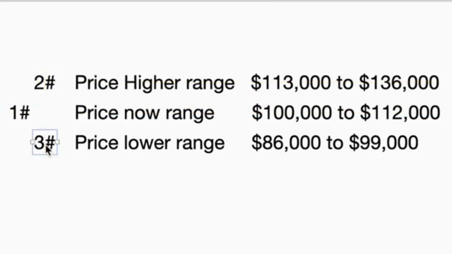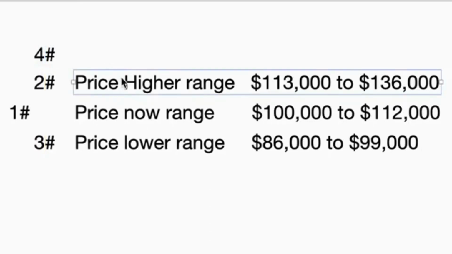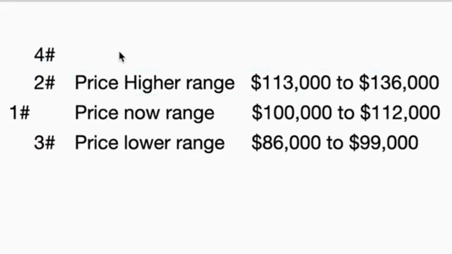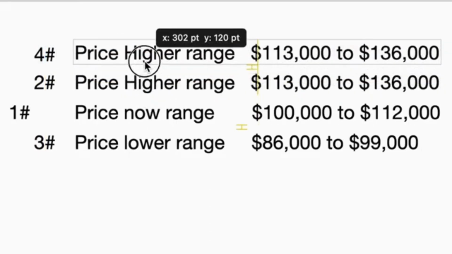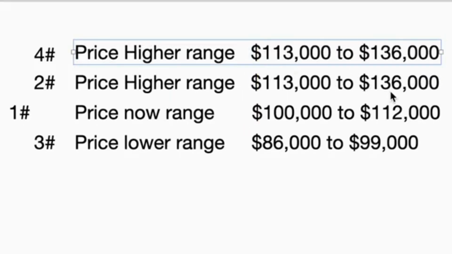Now, what I could do, if I wanted to, is set up a number 4. I could put a 4 in here. You could set this up to 4 and pop that into there. So this could be number 4, because if the price goes above 136,000, again, I would have made my profit.